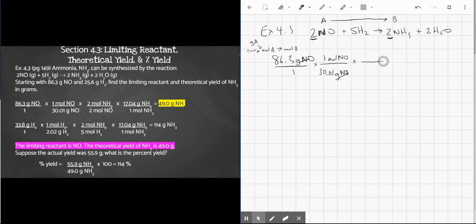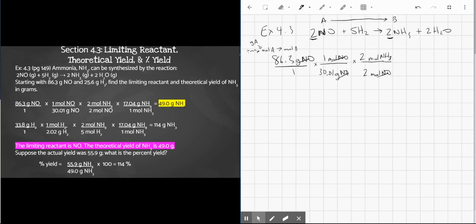Let's write that out. Moles of NO, because I wrote the unit and the molecule here, I know what needs to go on the bottom. Okay, so don't be lazy, write this out. And I know what goes on the top. It's the one we're looking for, NH3. Okay, so the ratio again is 2 to 2. 2 ammonias, 2 NOs, and now the moles of NO have canceled and we have successfully changed it to ammonia.